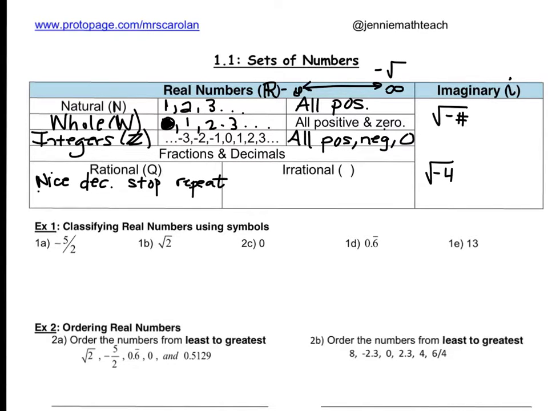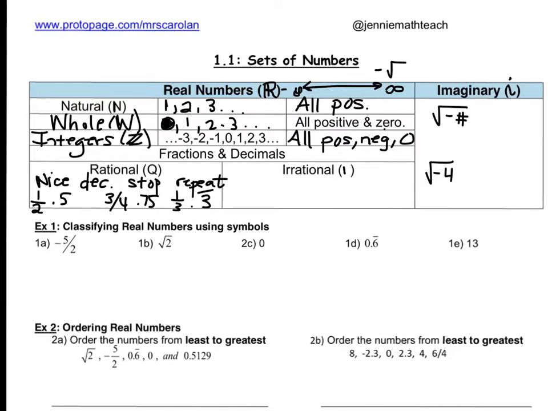So a decimal for the fraction 1/2 would be 0.5. That's nice. A decimal for 3/4 is 0.75, so that's nice. The decimal for 1/3 is 0.3 repeating, and so that's rational.